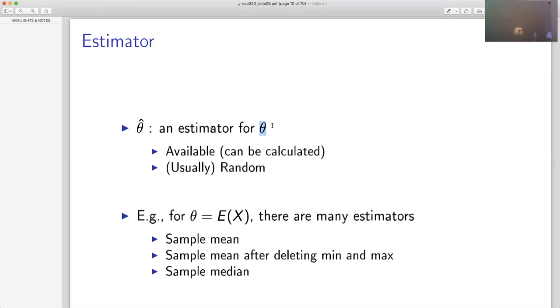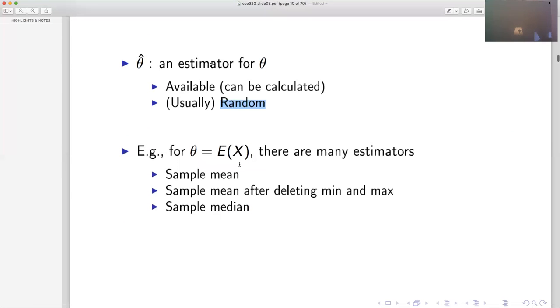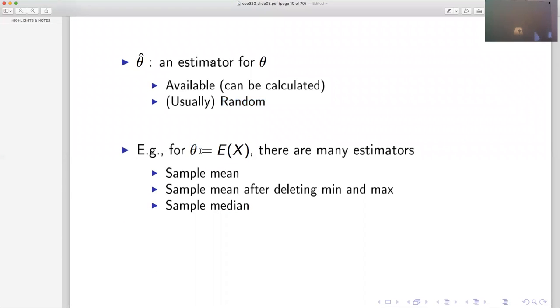So the true parameter is not random, as we discussed, but since we cannot get the whole population, we use random samples to estimate these parameters. So this is an estimator for theta. It's random. We have a very good property, the expected value of theta hat. For example, for theta equal to E of x, the expected value of x, there are many estimators: the sample mean, the trimmed mean after deleting some outliers, the sample median, etc.